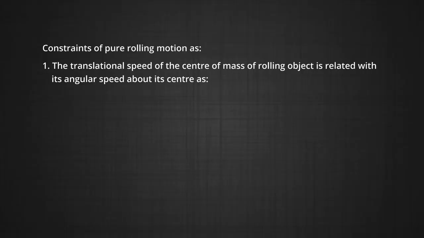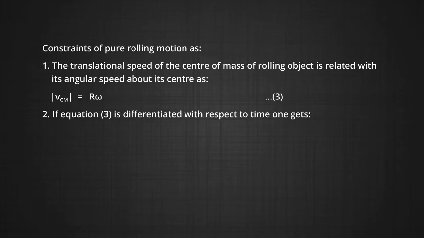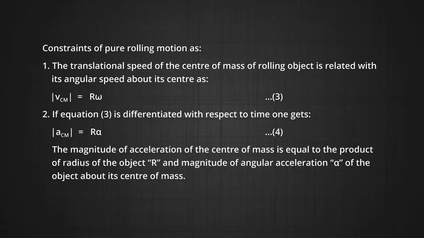One can deduce the constraints for pure rolling as follows. First, the translational speed of the center of mass of the rolling object is related to the angular speed about its center of mass as Vcm equals r omega. Let it be equation number 3. Equation 3 can be differentiated with respect to time, and we get the acceleration of the center of mass as r times the derivative of omega, which is alpha, the angular acceleration. So Acm equals r times alpha, which is our equation number 4. That means the magnitude of acceleration of the center of mass is equal to the product of the radius of the object r and the magnitude of angular acceleration alpha of the object about its center of mass.